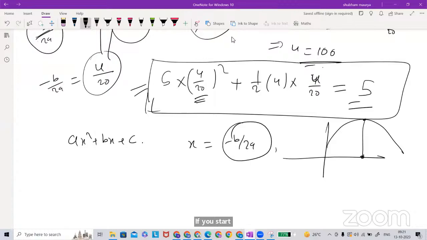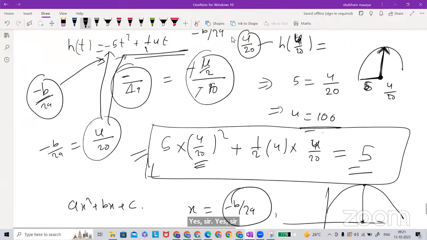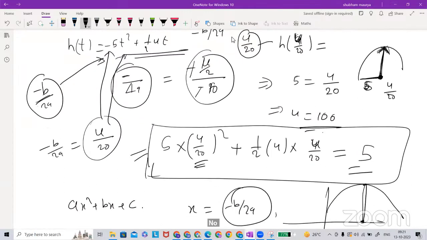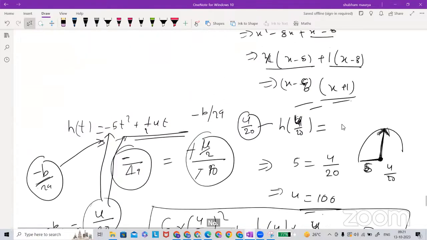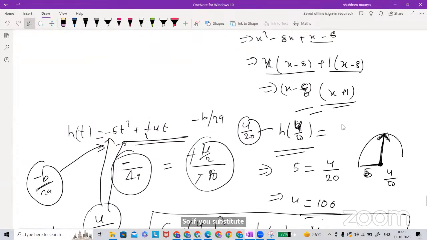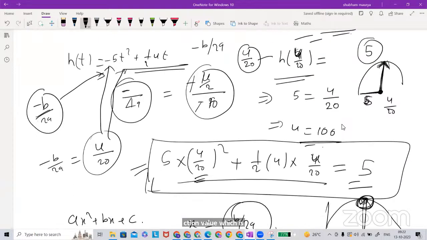Yes, sir. If you substitute at the axis of symmetry, whatever the value is here, this is going to be the function value where it is maximum. So if you substitute u by 20 in the function, that is going to be the function value. And this function value, which is maximum, is given as 5, which we did here. Is this clear? Okay, sir. I will try, and if it is not clear, then again I will ask.